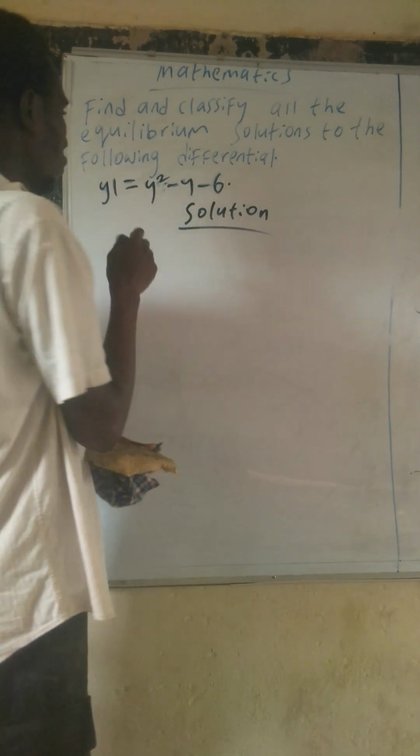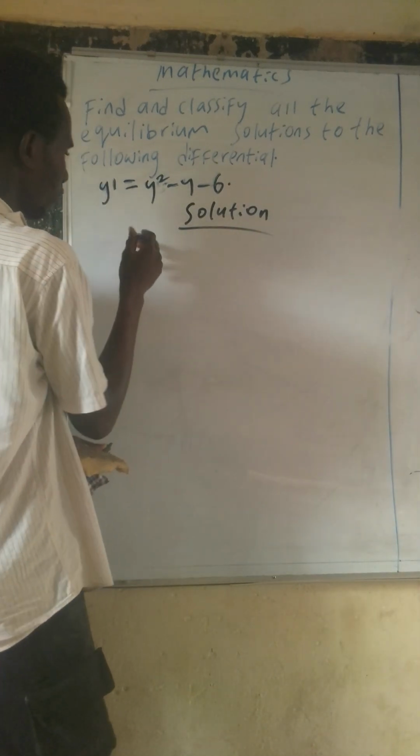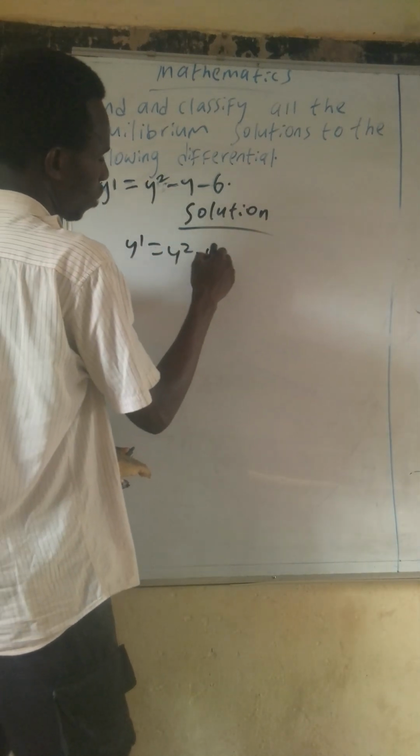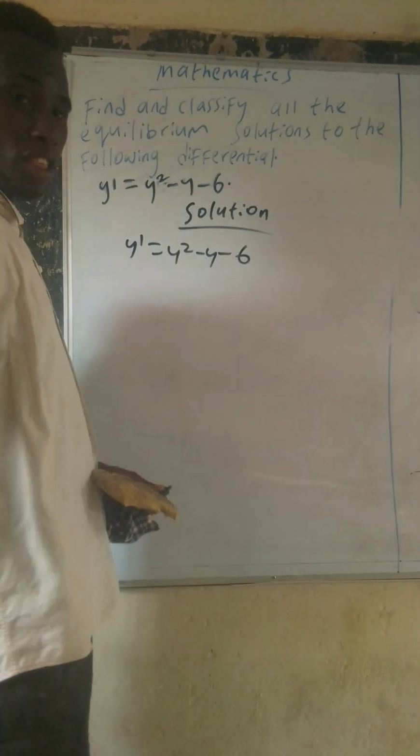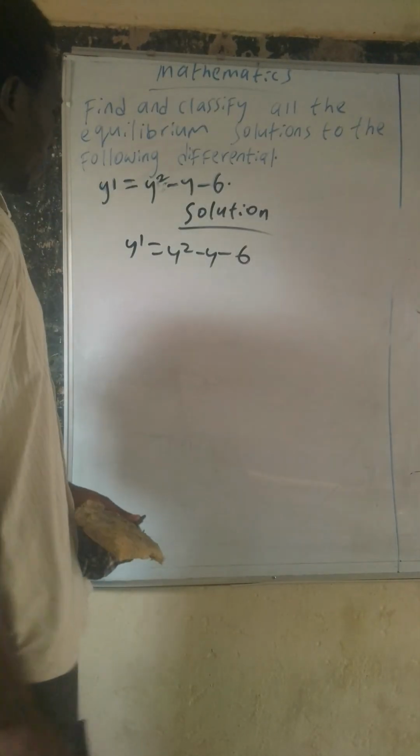this is just like a quadratic equation, right? Okay, let me write the equation. y prime equals y squared minus y minus 6. This y prime means the first derivative of y with respect to x.